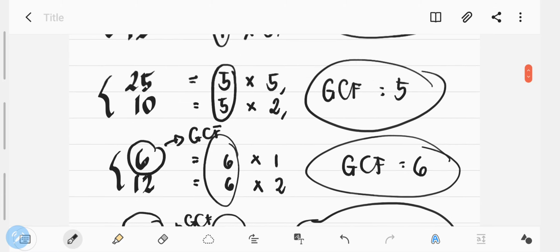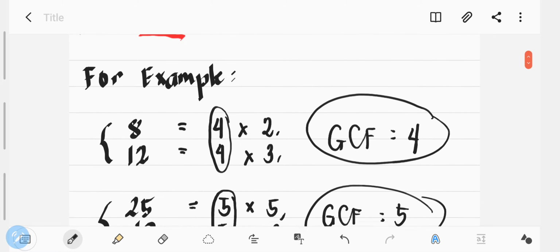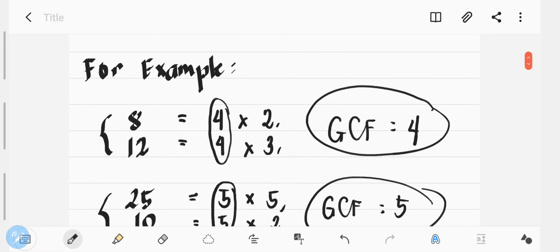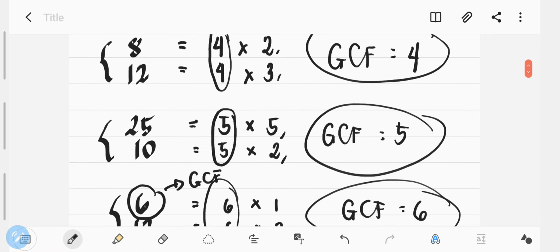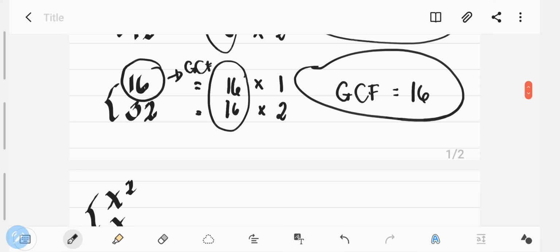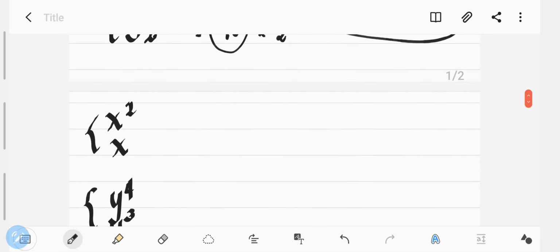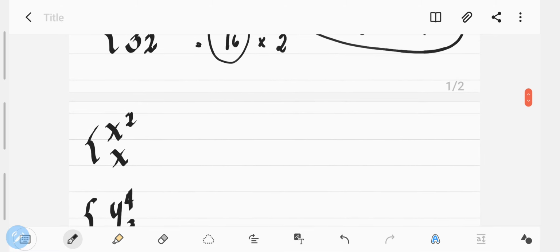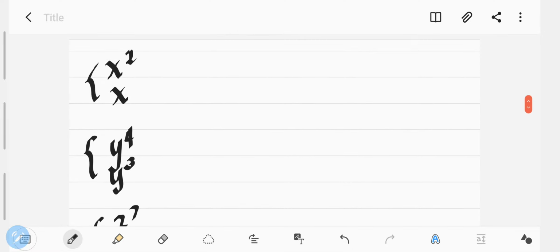Okay. So, kapag medyo malabo pa itong GCF sa inyo, madaming video sa YouTube kung paano makakuha ng GCF. You may watch other videos aside from this. Now, tingnan naman natin yung GCF by variable. So, tingnan natin ito. We have x squared and x. Laging tatandaan kapag variables.